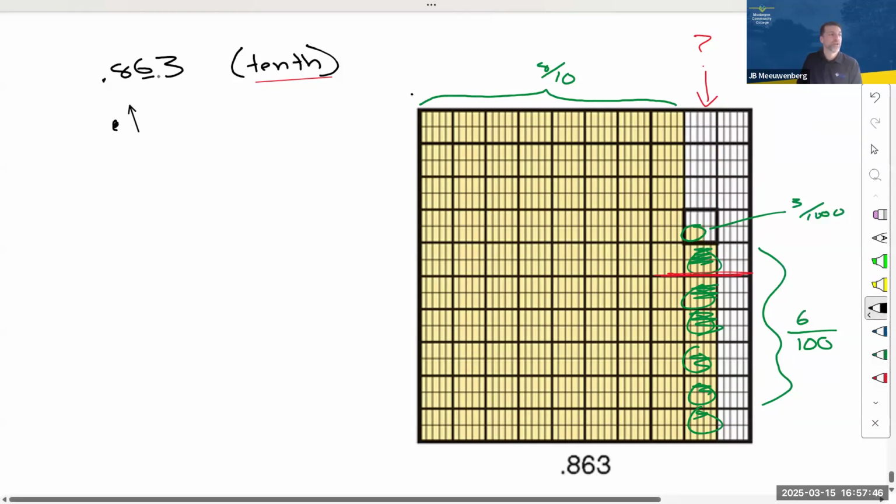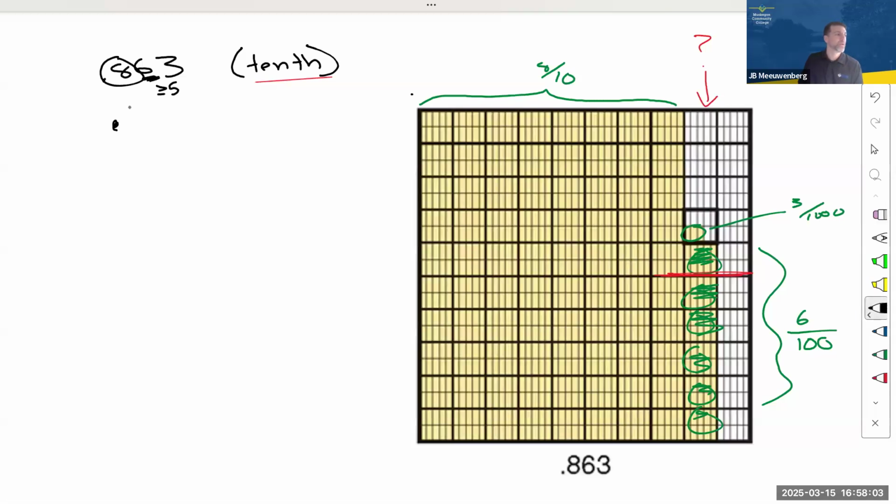0.9. Another way to do it is look at that next digit, the 6. Because it's greater than or equal to 5, this 8 gets rounded up. I apologize for that, there's an autocorrect feature happening there. 0.9, or 9 tenths.